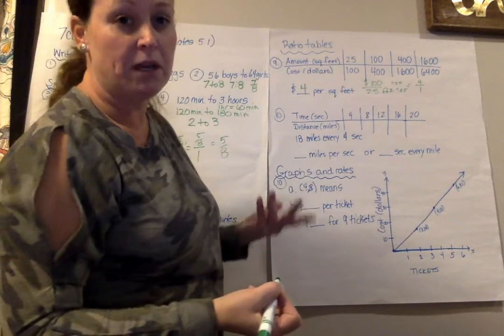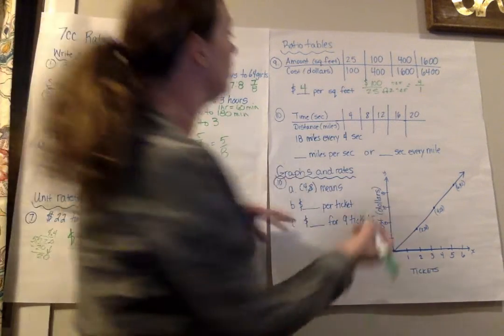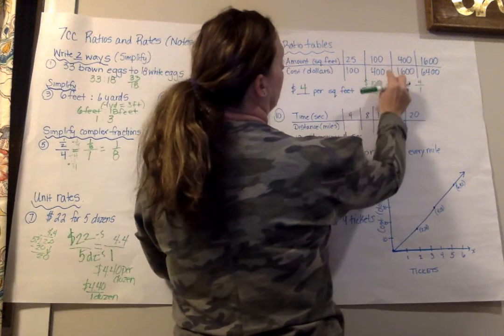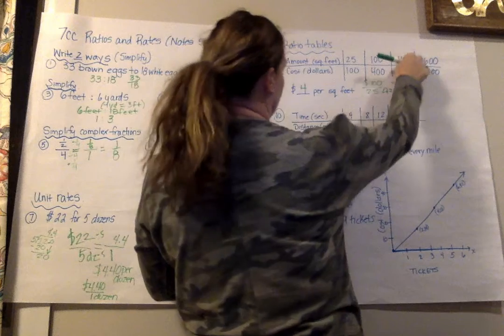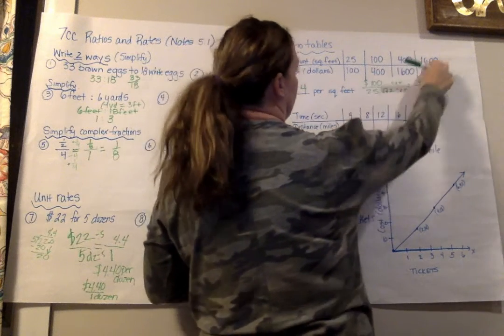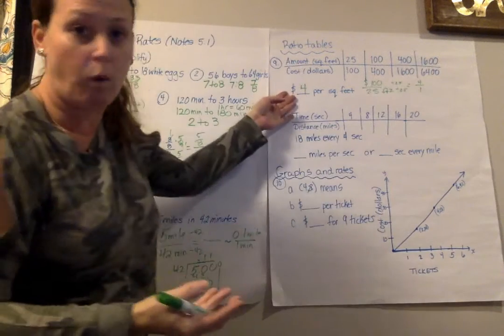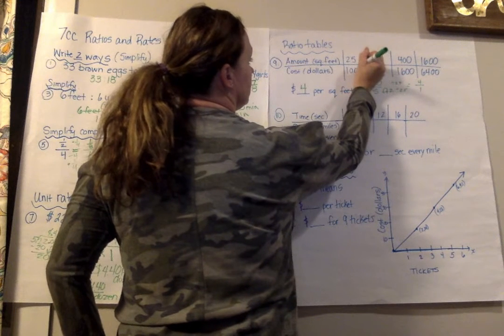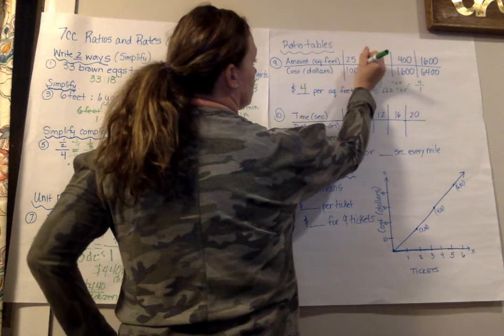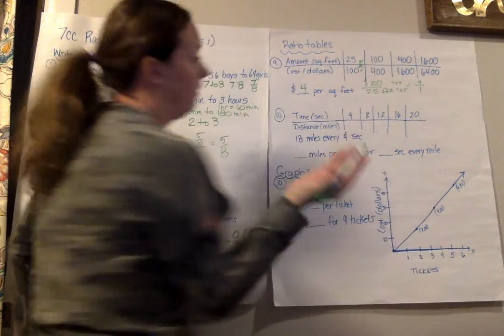And if you look, because the ratio table is linear, every one, 400 divided by 100 is 4. 1600 divided by 400 is 4. 6400 divided by 1600 is 4. Right? So that ratio in between is divide by 25, and so it's 100.